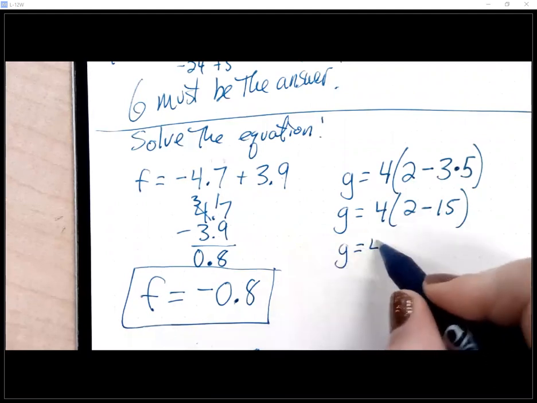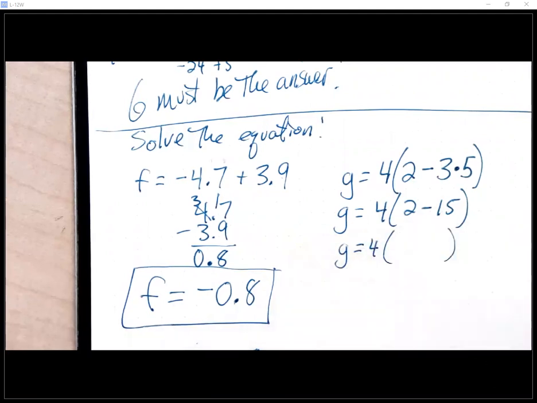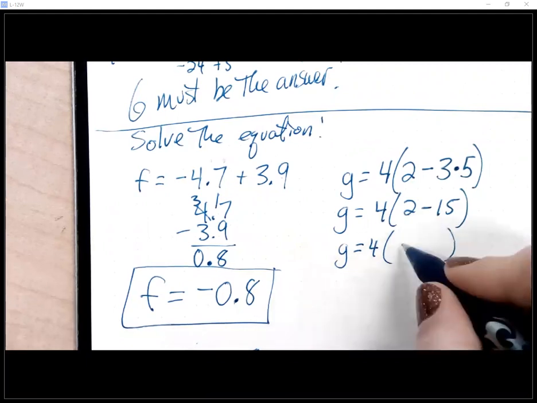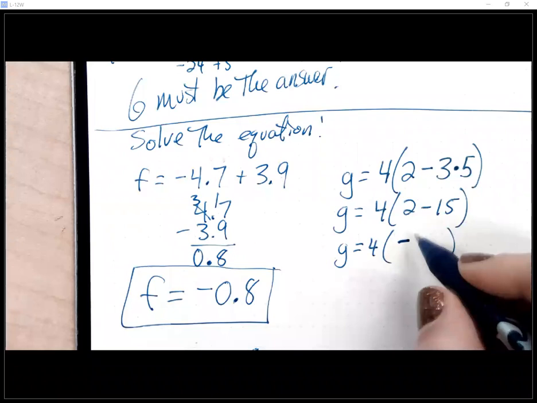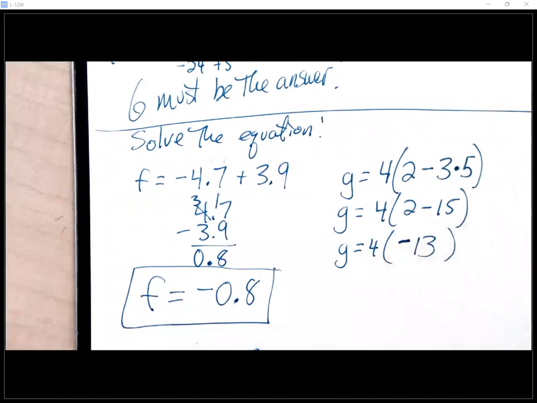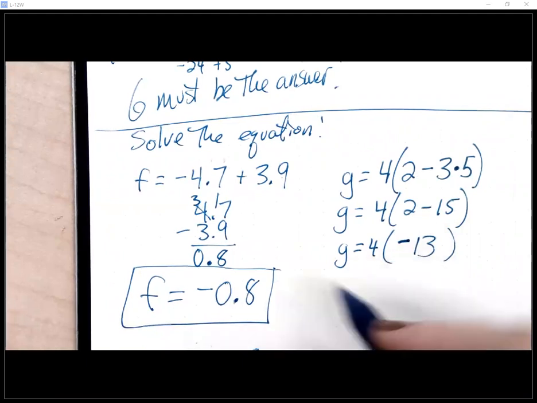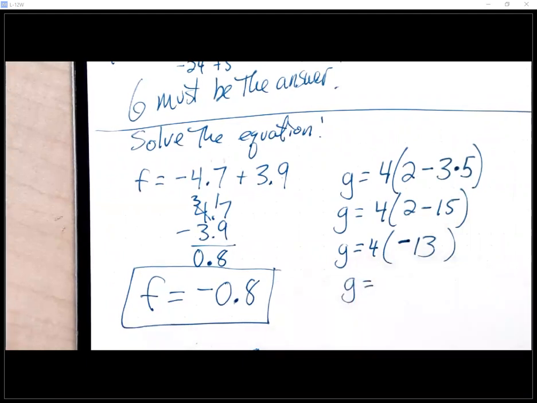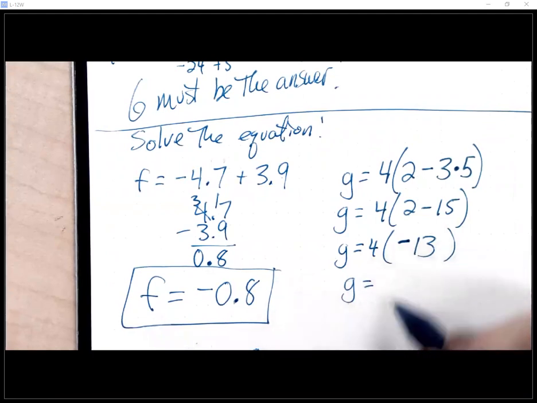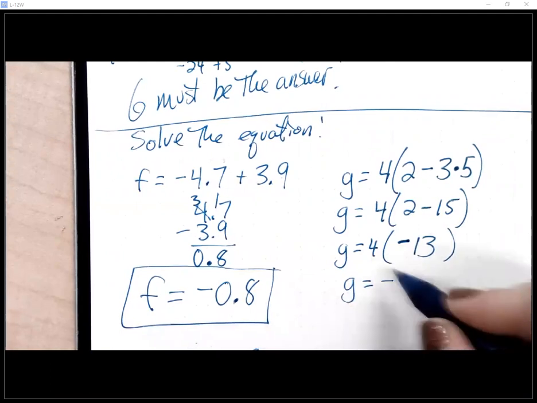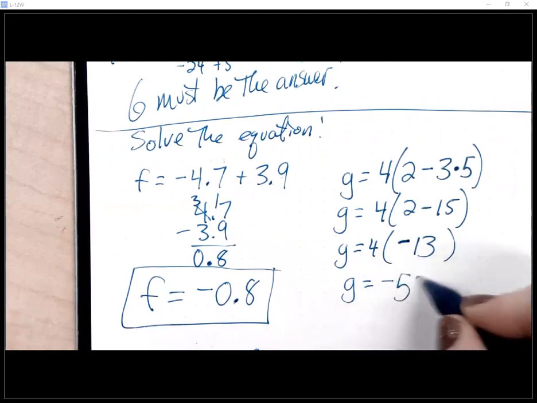What's the 2 minus 15? What does that get me? You mean negative? Yes, negative 13, right? Because I'm doing 2 minus 15, I get a negative 13. And now I'm just going to multiply these two together. So positive or negative? 4 times 13, I believe, is 52. There's my answer.